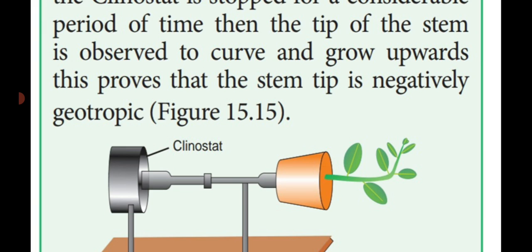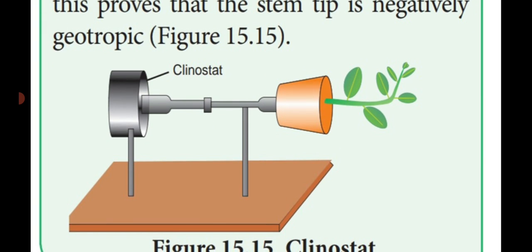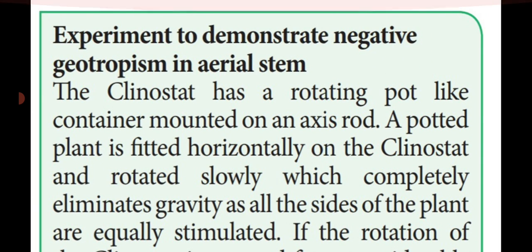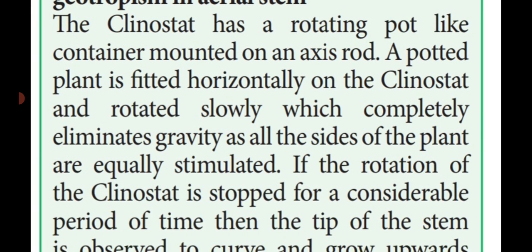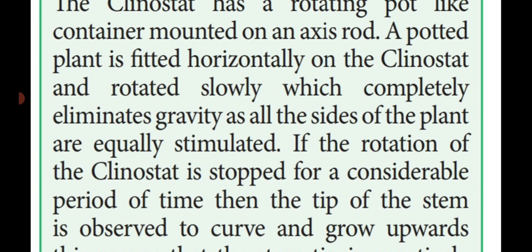The remaining part is the clinostat, an instrument which is a rotating pot-like container mounted on an axis. A potted plant is fitted horizontally on the clinostat and rotated slowly, which completely eliminates the effect of gravity, as all sides of the plant are equally stimulated.